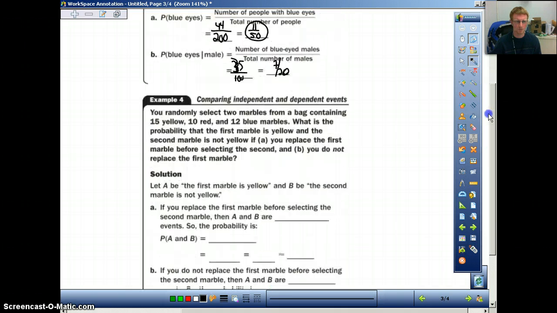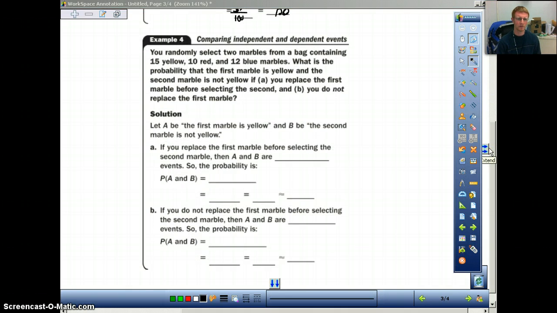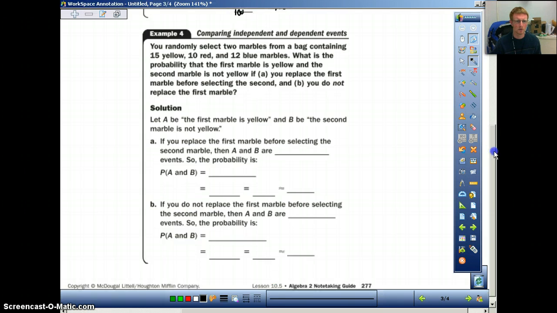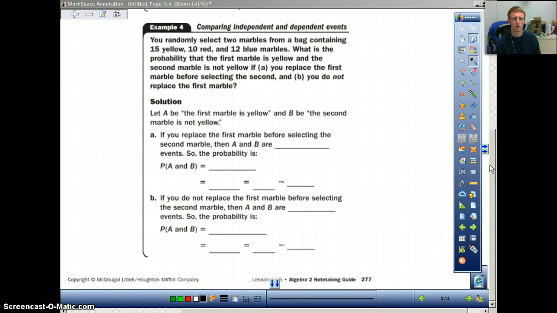All right, let's look at a different example. It says you randomly select 2 marbles from a bag containing 15 yellow, 10 red, and 12 blue. What is the probability that the first marble is yellow and the second marble is not yellow if A, you replace the first marble before selecting the second? Let's start there. Because we're replacing it back, both of our events here are independent. That's very important. They're both independent because we're replacing it. So the probability is simply the probability of A times the probability of B.